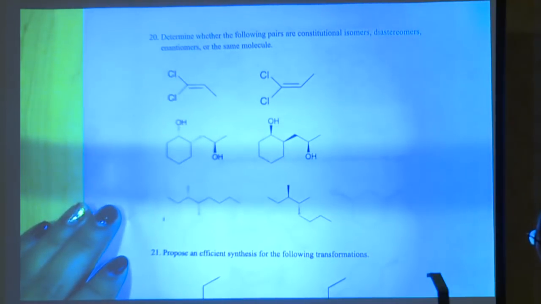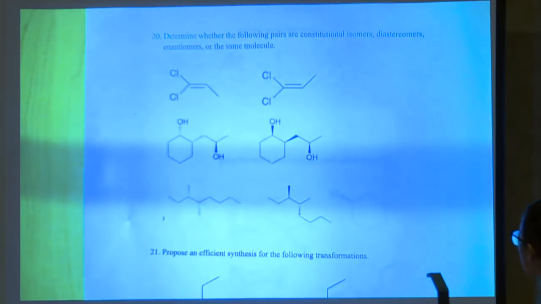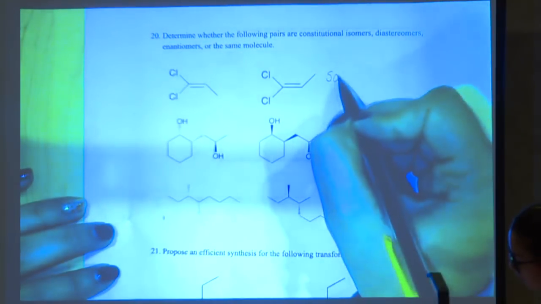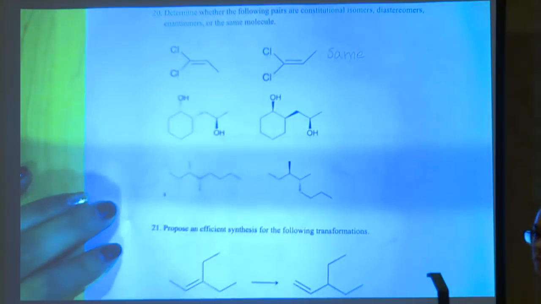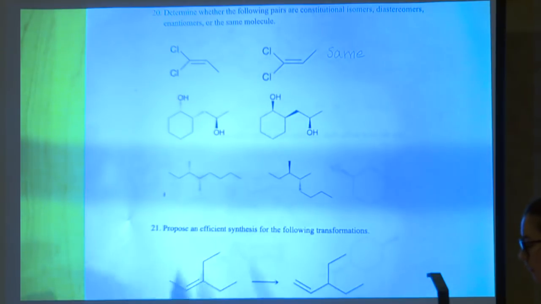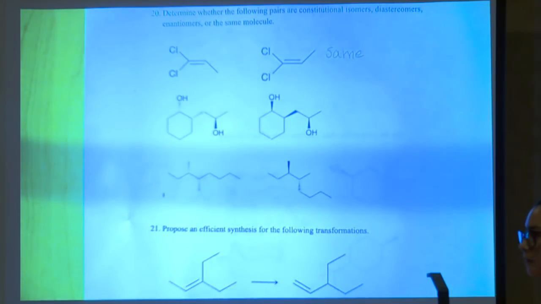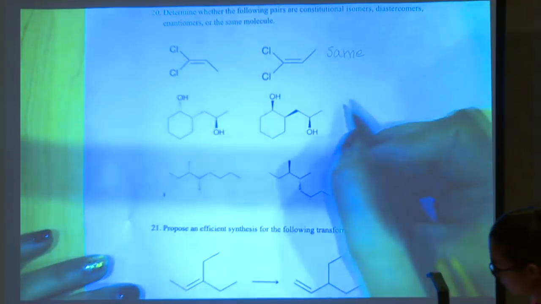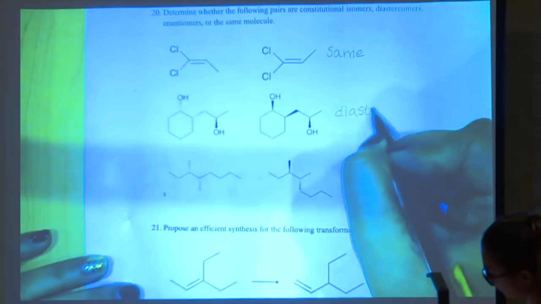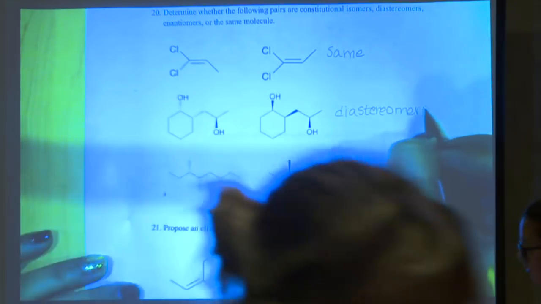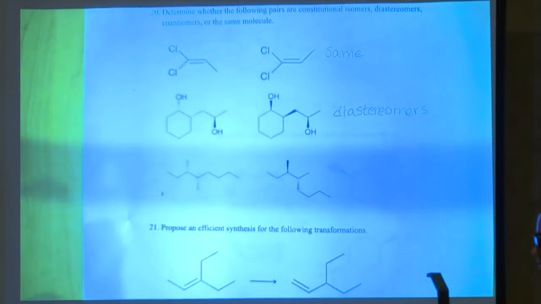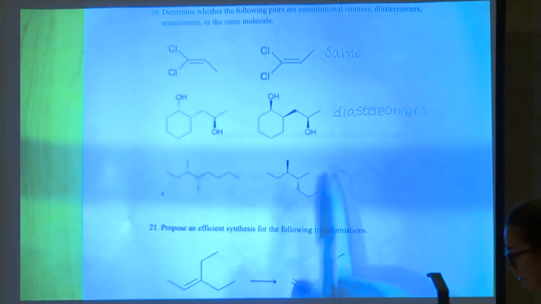So determine whether the following pairs are constitutional isomers, diastereomers, enantiomers, or the same molecule. Okay. Good. And then how about this one? Which one? Okay. Why? Good. So two of them are changing, one's staying the same. How about this?